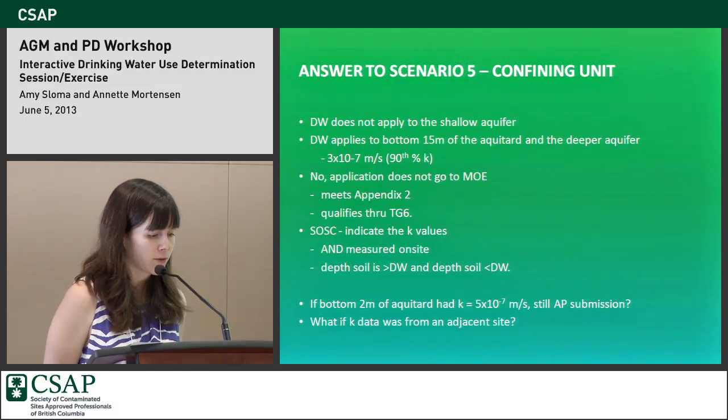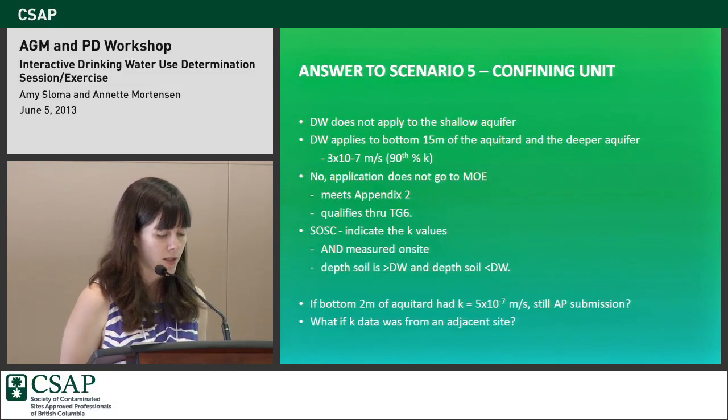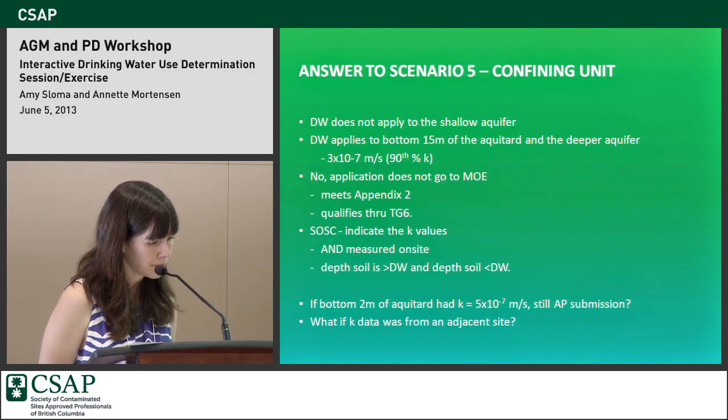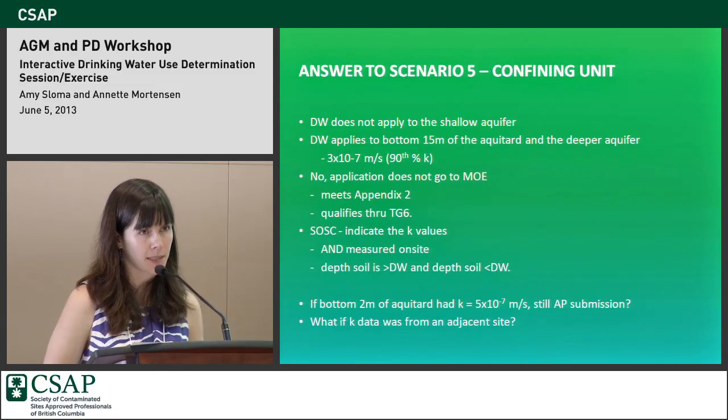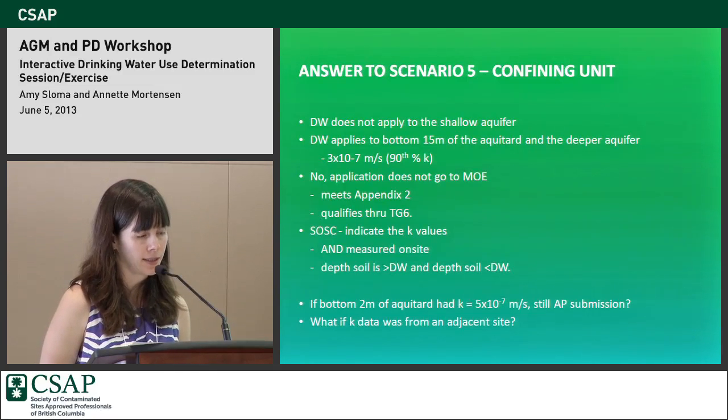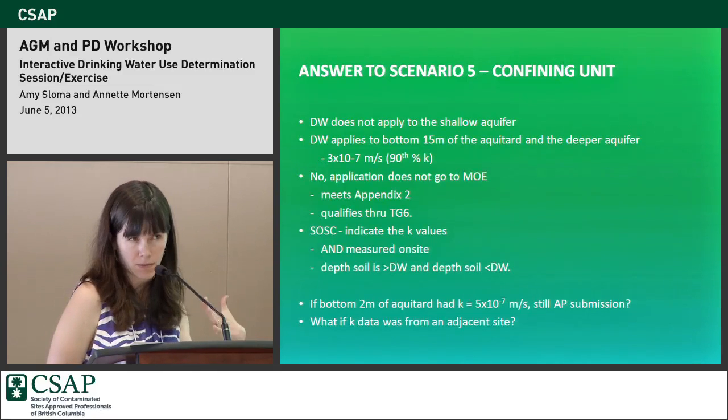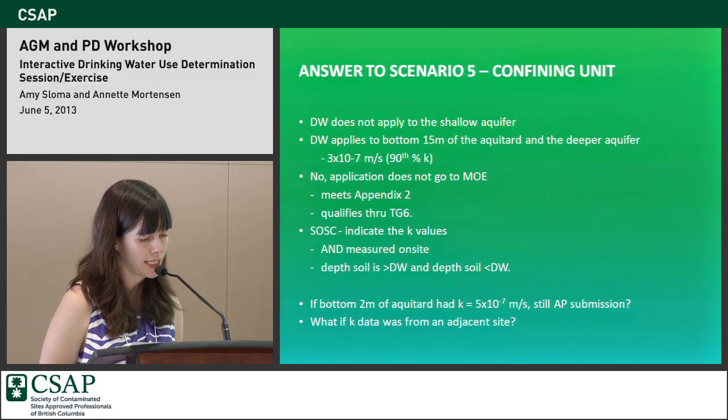And again, since we have more than 5 measurements in the confining unit, then we'll accept the 90th percentile. So if the bottom 2 meters of the aquitard has a higher K, can it still be an AP submission? Like, does it qualify through the appendix?